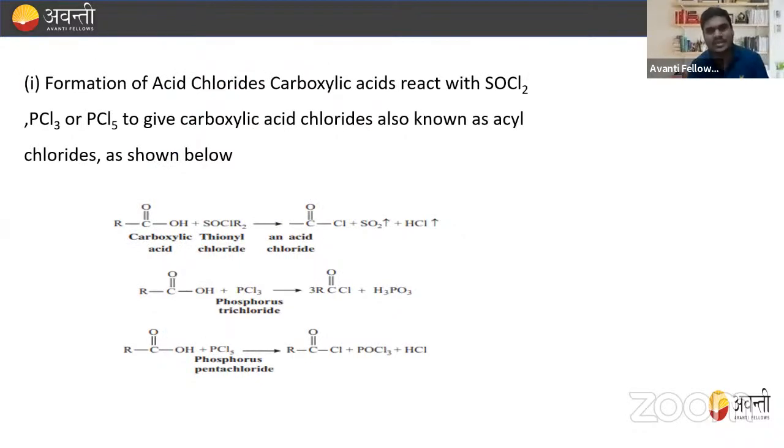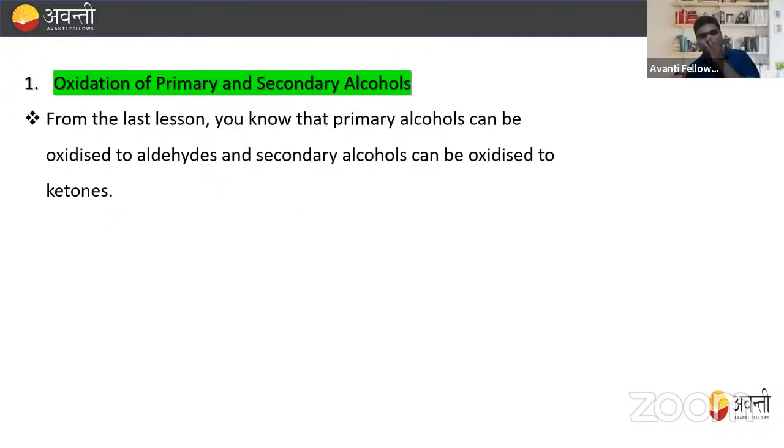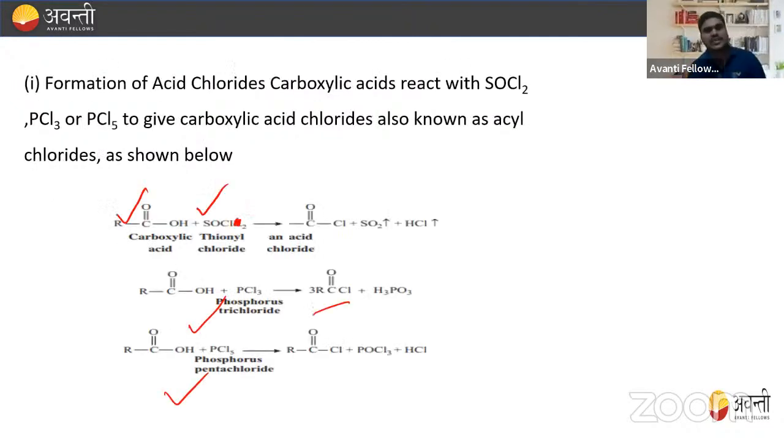Carboxylic acids basically react with SOCl2, PCl3, and PCl5 to give the carboxylic acid chloride, also known as acyl chloride. As we can show here, when carboxylic acid is treated with thionyl chloride, SOCl2, it will form an acid chloride. Similarly, when treated with PCl3, phosphorus trichloride, it will form 3RCOCl. Similarly, with phosphorus pentachloride, it will form this, right? So this is the way to get all these things.